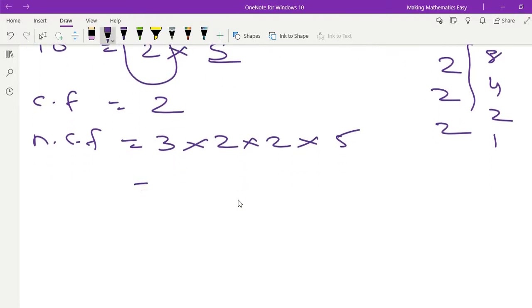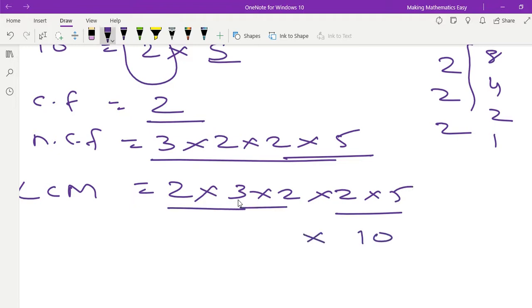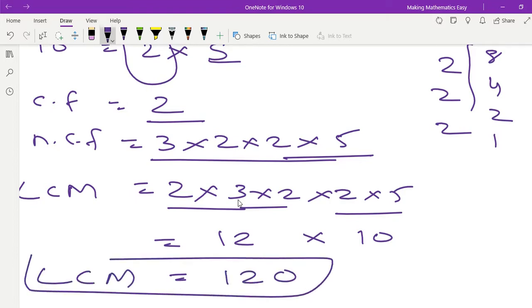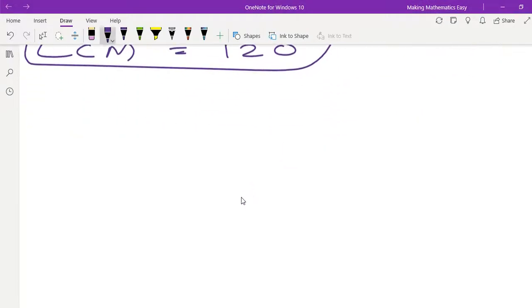Okay, now we just need to do the multiplication. So LCM would be 2 into all these numbers, 3 into 2 into 2 into 5. So this is 10, 2 3s are 6, 6 2s are 12. This is 12, so this will be 120. So your LCM is 120 for this sum, which is 6, 8 and 10. Okay, let's move on to the third sum, which is 18 and 32.